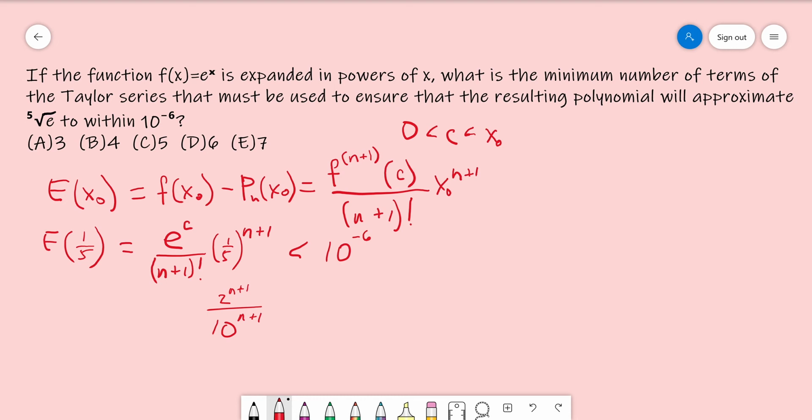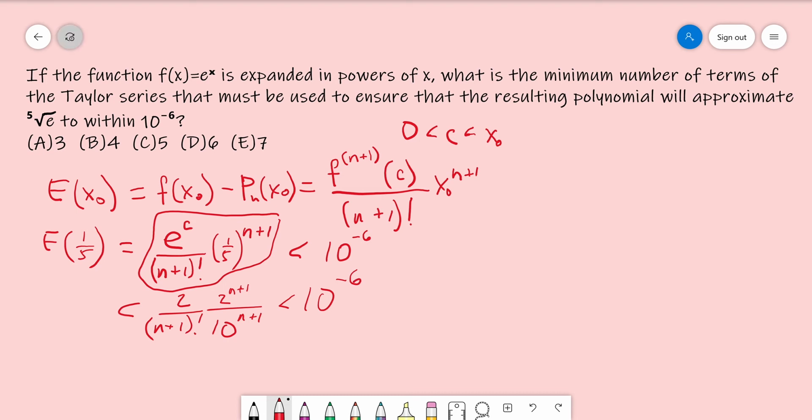And e to the c, well, the biggest that c can be is 1/5. And e is about 2.7. So 2.7 to the 1/5 power, that's definitely less than 2. So we know that if we put a 2 here and leave everything else the same, then this whole expression is definitely going to be less than this. So now the question is, when is this going to be less than 10 to the negative 6?